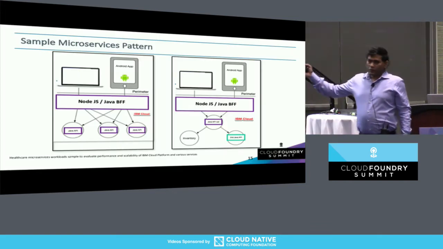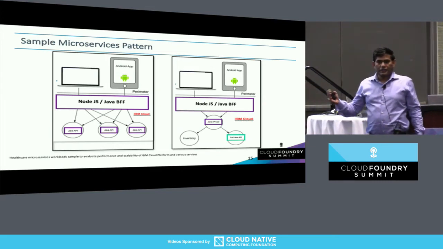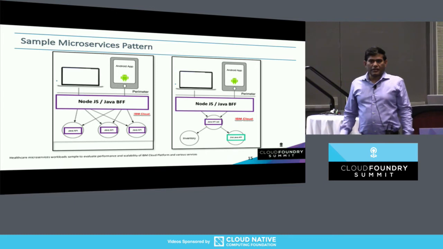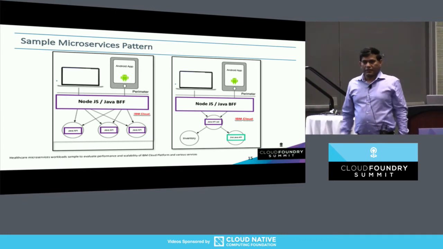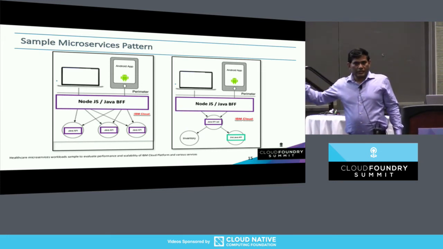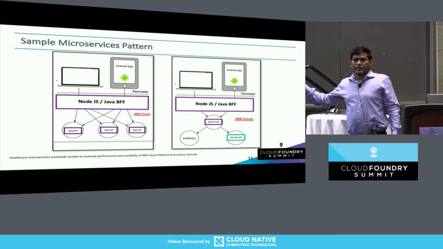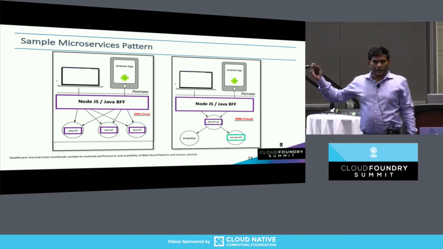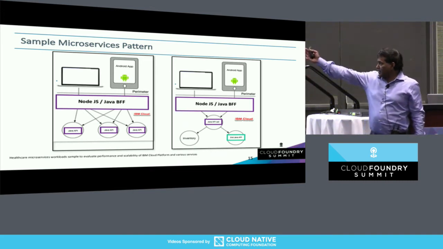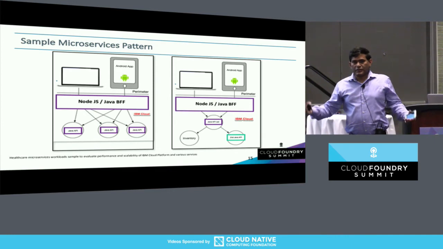So what we did, we took a representative application like the BFF, backend for frontend pattern, because most of the applications that KP uses are based on the BFF. You can see we have two different types: two-tier and three-tier, like a Node application calling a Java API, which in turn calls the SOR, systems of record. So there are different network issues that we have within this.